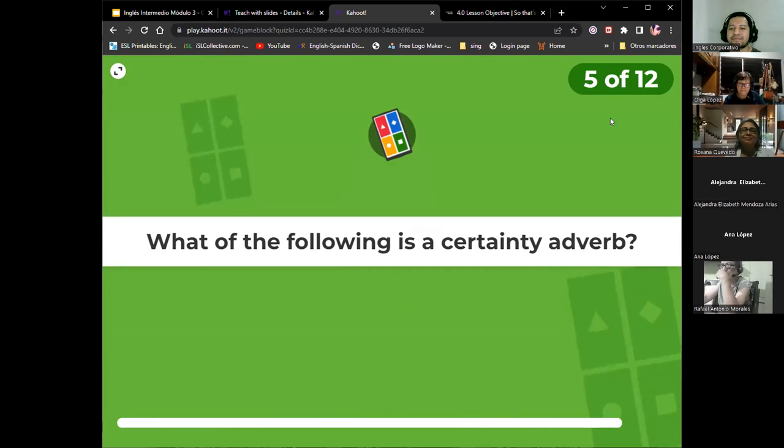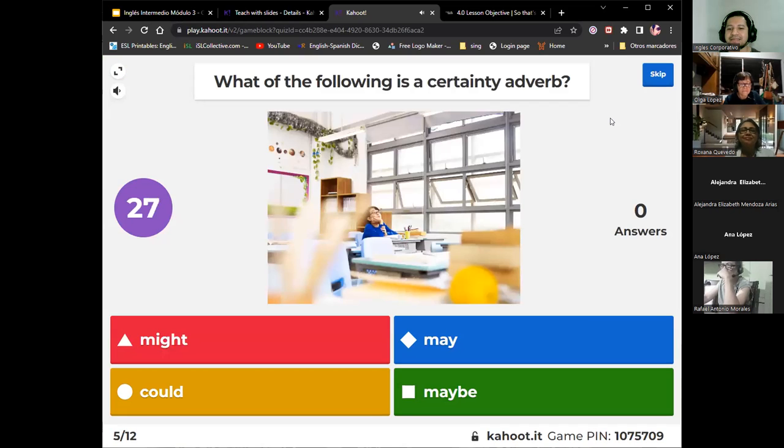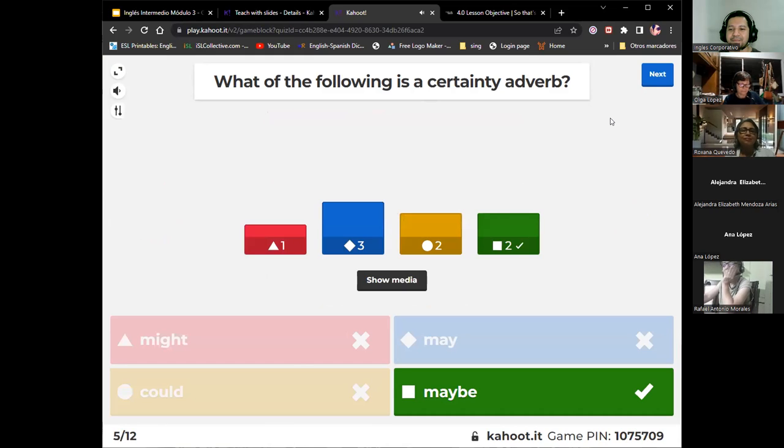Which of the following is a certainty adverb? Might, may, could, maybe. Okay, you have 10 seconds. Let's see. Maybe, right? Maybe is an adverb. The rest are modals, right? Modals. Very good. Next one.